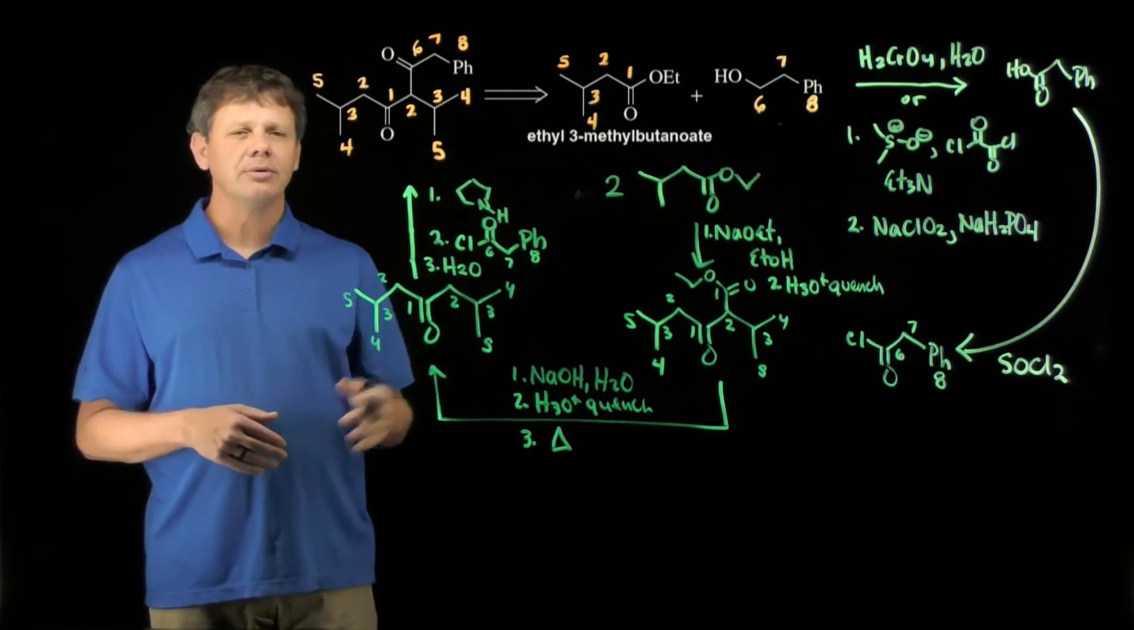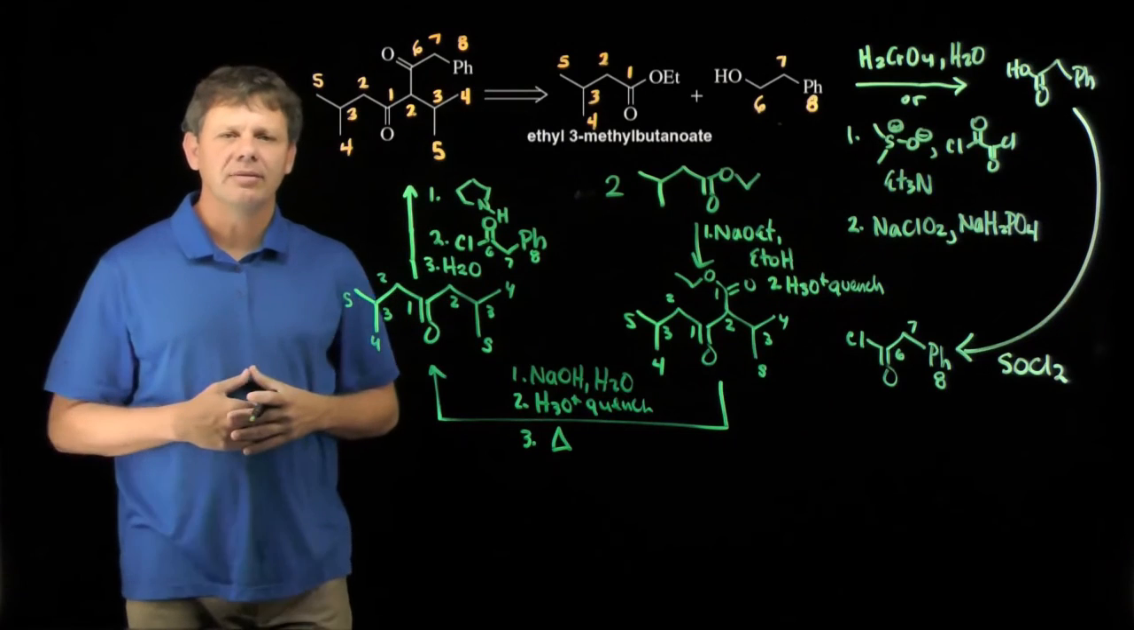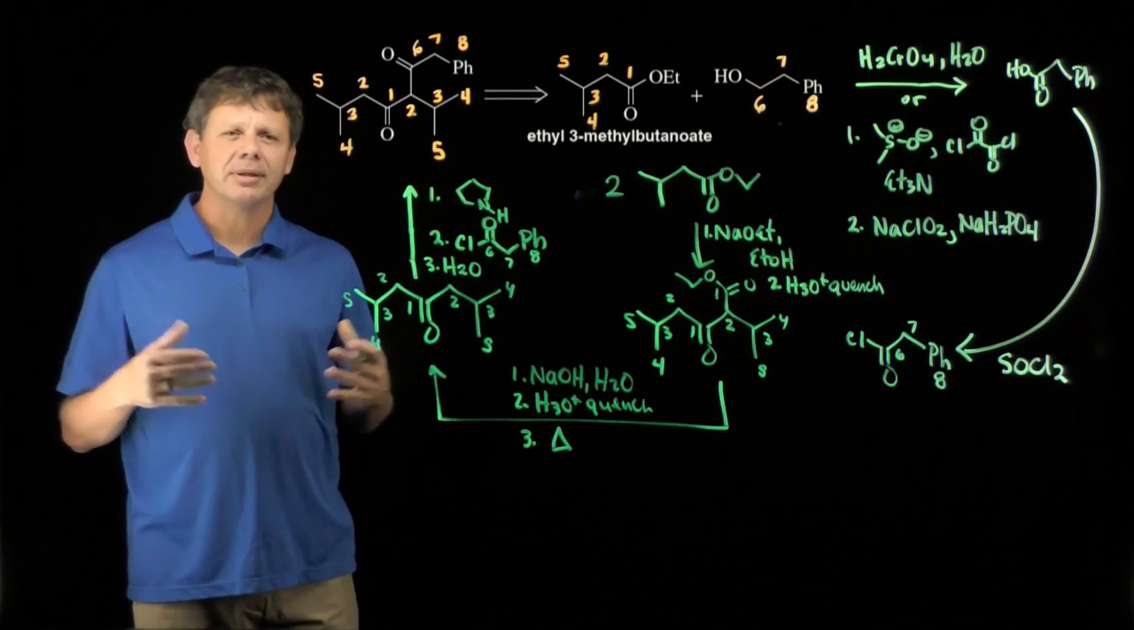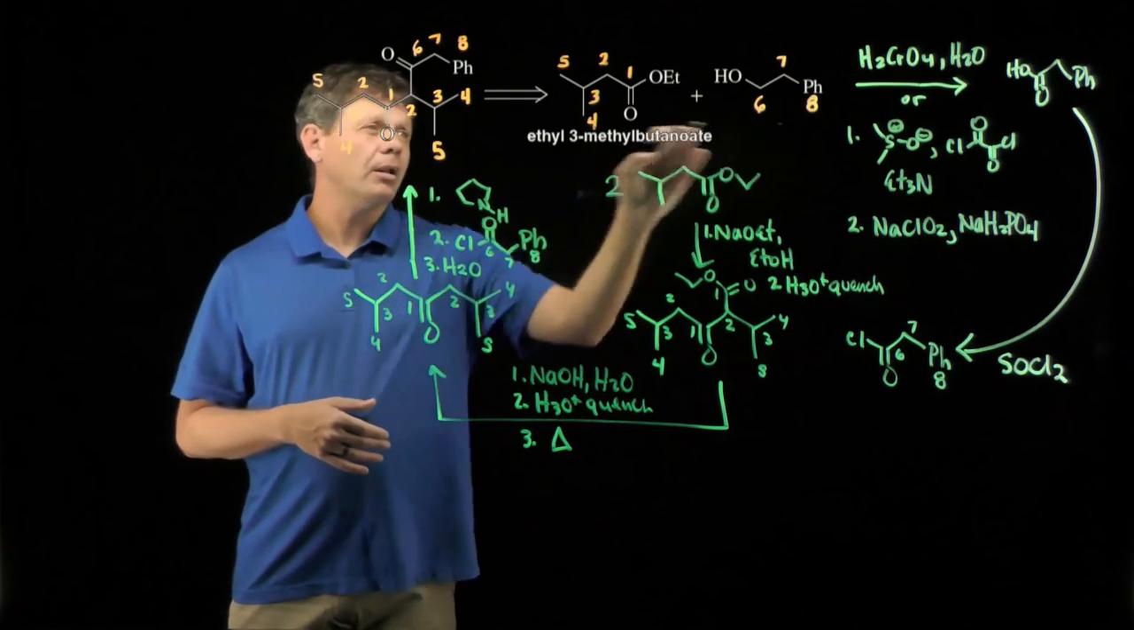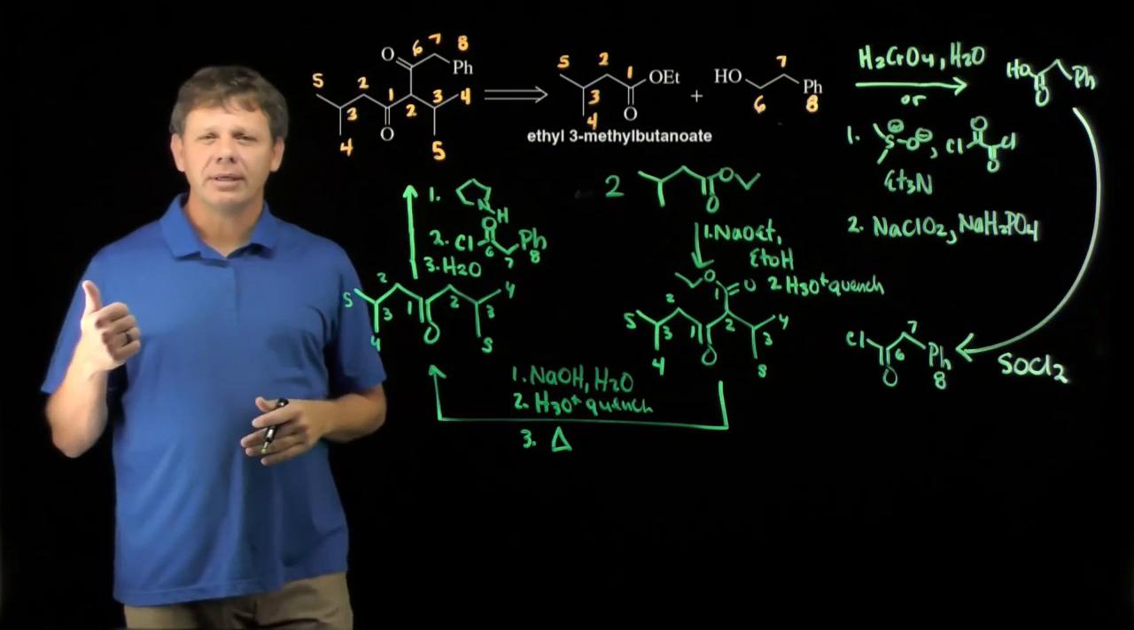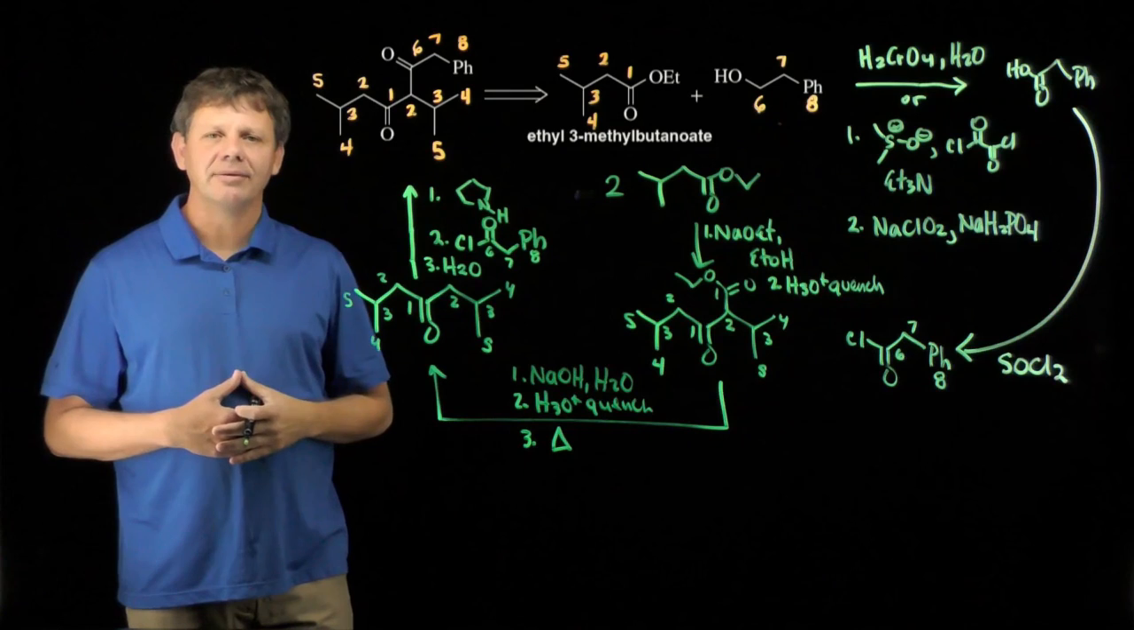This ketone can now do the Stork enamine synthesis to make the molecule here. This completes the synthesis of the molecule on the left, making use of the molecules on the right while doing an enamine and a Claisen reaction.